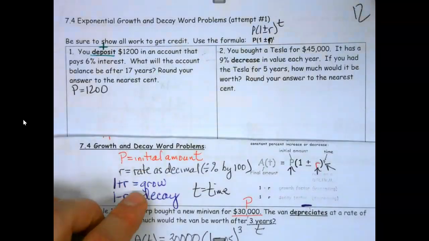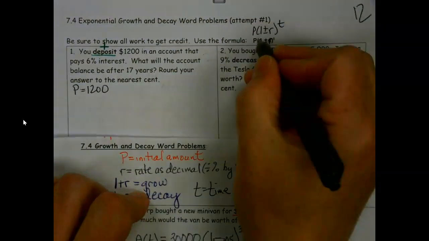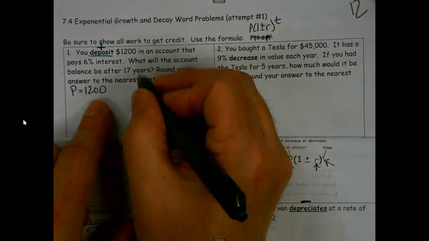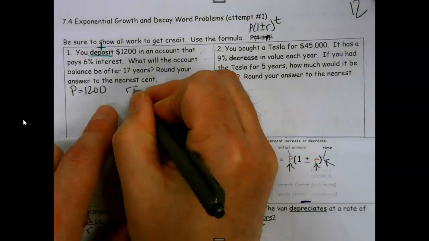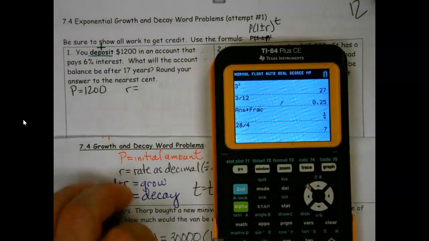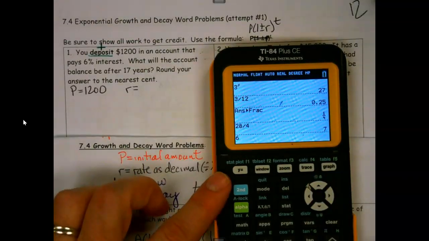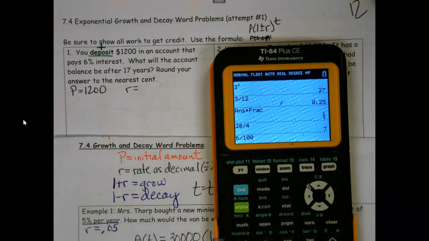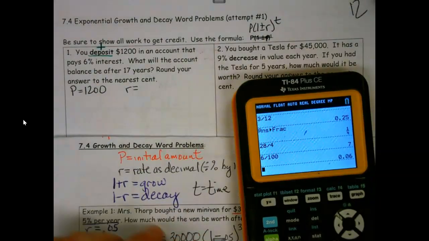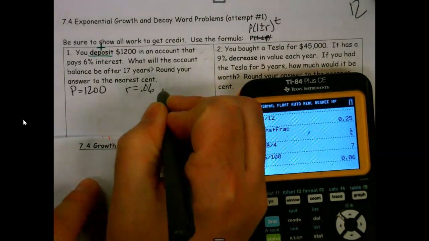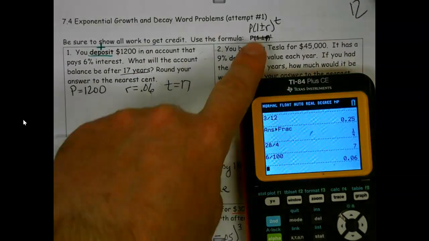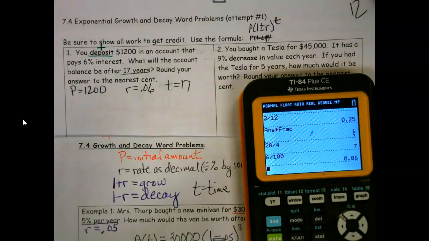I do know that on the quiz it's R. I don't know why that got changed to I. That's kind of silly. So my P is 1,200. My rate, we always are taking our rate, in this case the 6, and you divide it by 100, just like we have it on here. 0.06. And my time is 17, whatever the number of years is. Literally, plug and go.